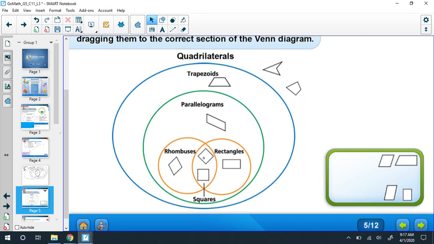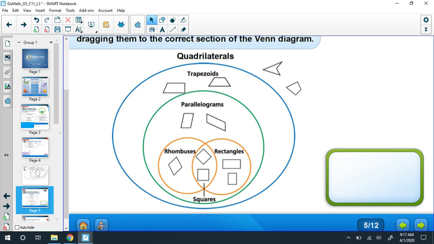Now, this one is a little bit tricky because they kind of rotated it on us, but it is still just a square. See this one, rectangle. Oh, I lost that one. Don't know where it went. Here we are, another trapezoid and another parallelogram.